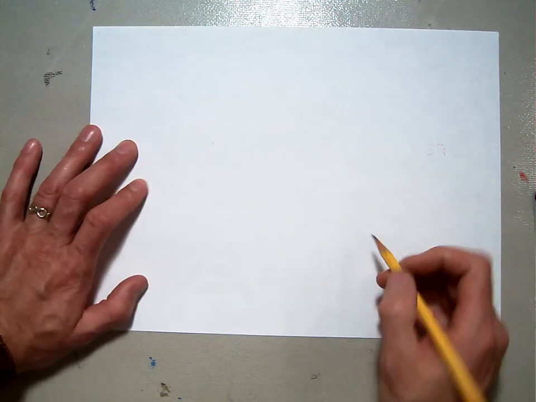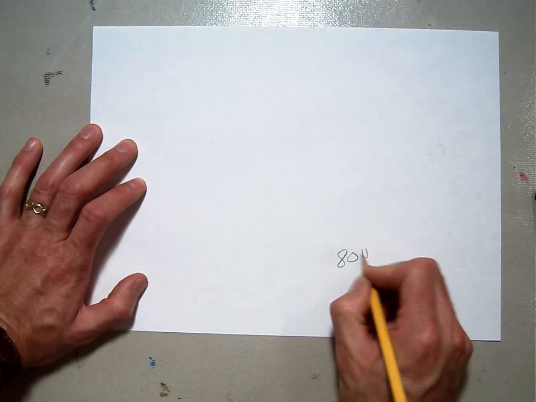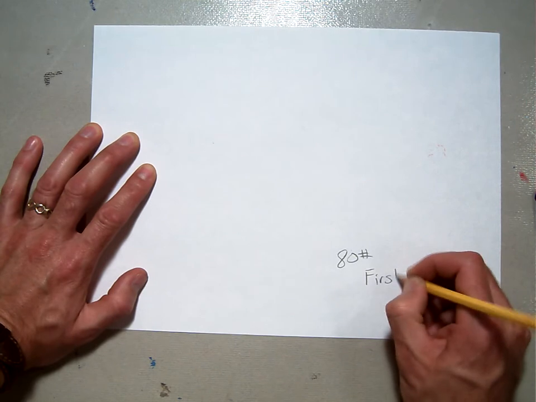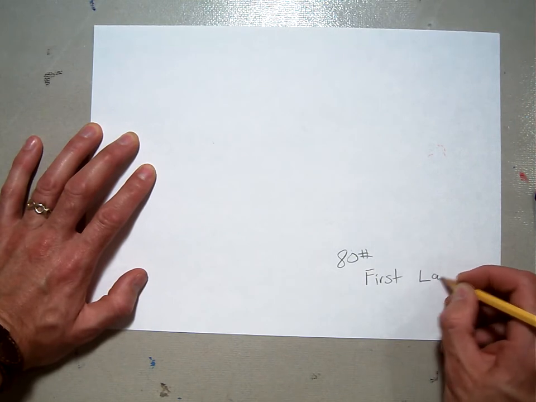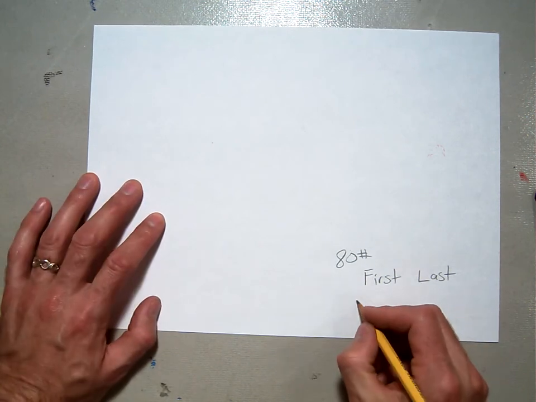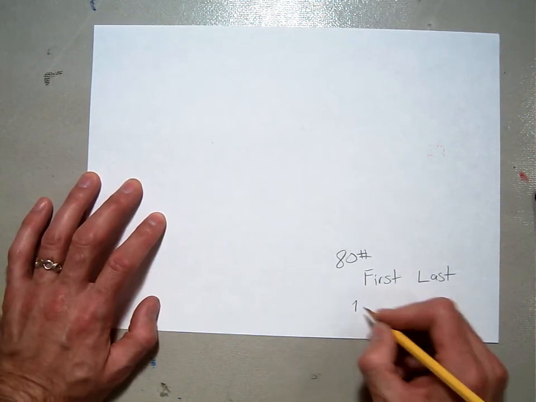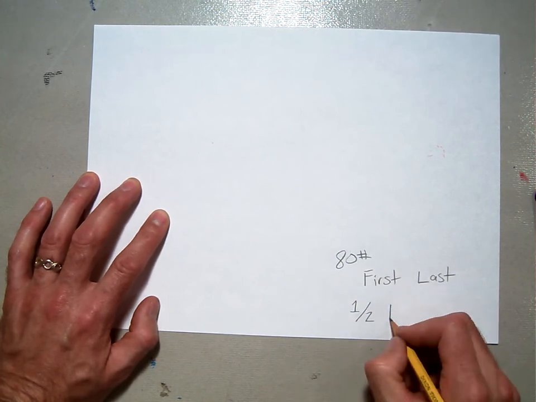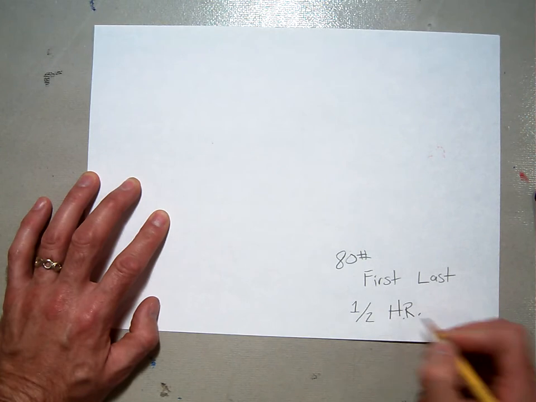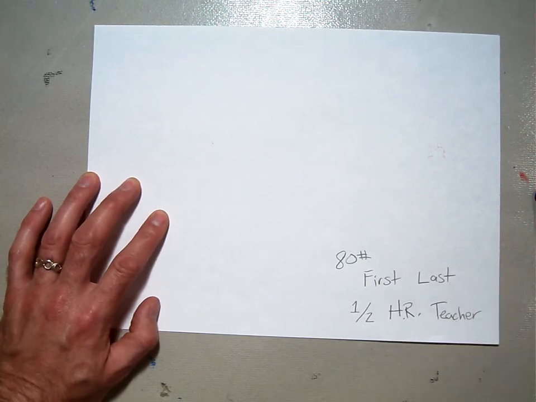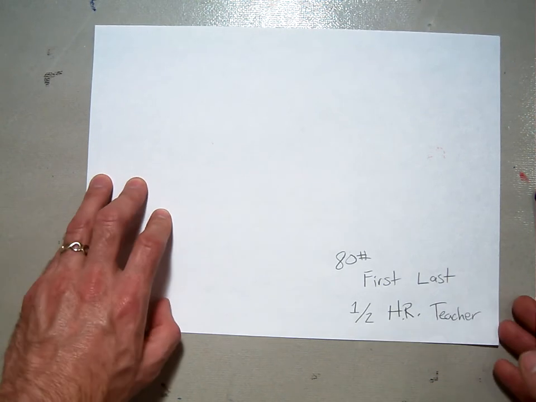Start with a pencil, and you're going to get an 80-pound piece of paper because we're going to be painting. Write your first name and your last name so we know who the paper belongs to. Then write your grade, a 1 if you're in first grade, or a 2 if you're in second grade, and then write your homeroom teacher. Okay? So do that. I'll pause the video so everyone can get that. Then flip it over, and we're going to get started.